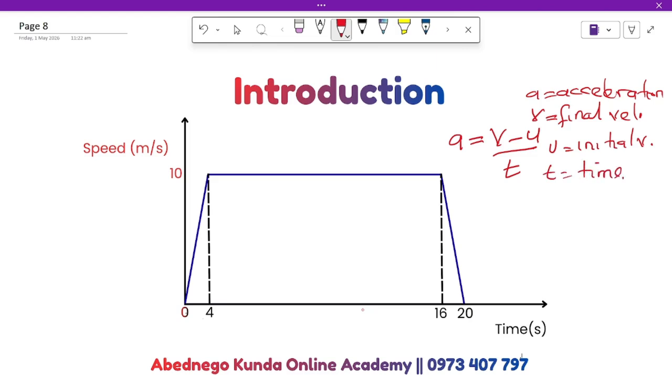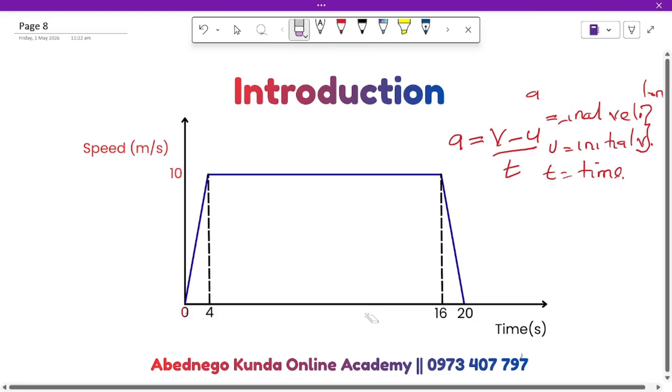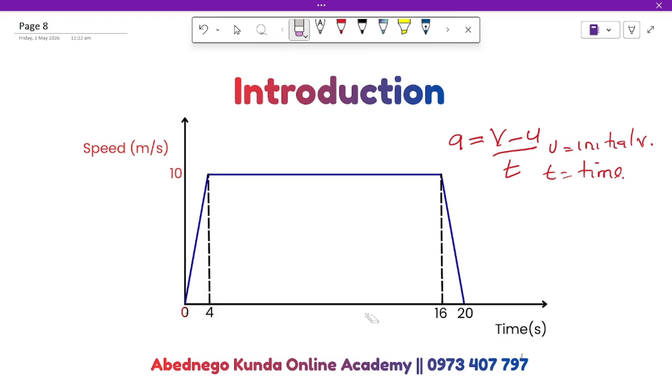So what is important is knowing these two, final velocity and initial velocity. You need to be able to differentiate. Some students have issues figuring out which one is initial velocity and which one is final velocity. Final velocity simply means the final speed of the particle. Let's say the particle moved from here. Let's call this one point A.